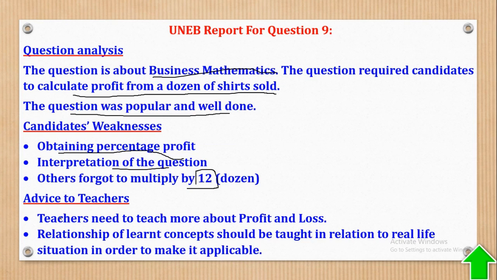So advice to teachers is that teachers need to teach more about profit and loss. And another advice, that the relationship of learned concepts should be taught in relation to real life situations in order to make it applicable. So profit and loss is taught in senior 2. What does that mean? It means that as you prepare for UNEB, you must also remember to revise lower secondary coverage, what you covered in senior 1 and senior 2.